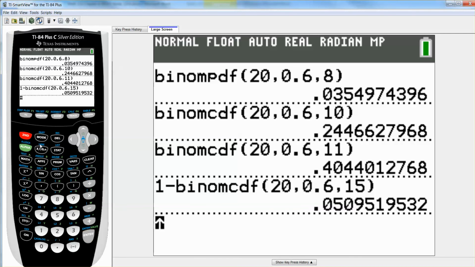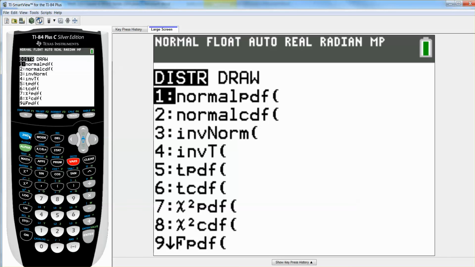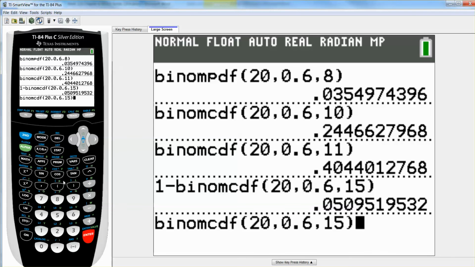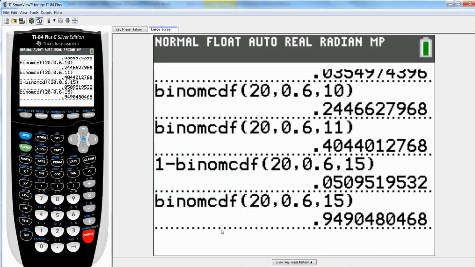Now, if you wanted to, you could have done the binom CDF part on its own, right? You can just do this portion and paste it, and then say to yourself, okay, it's 1 minus 0.9490, and then subtract. So that's possible as well. So if you want to do it in 2 parts, you can. Or if you want to do it in 1 part, that's okay too.